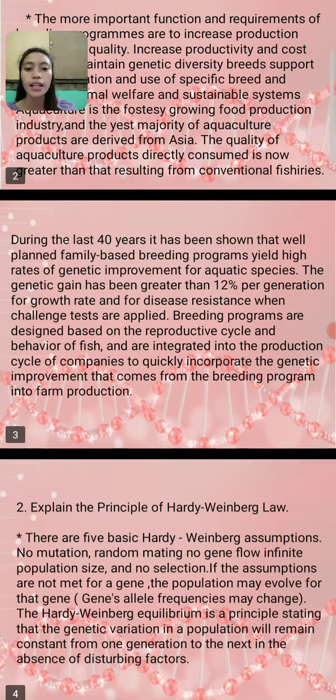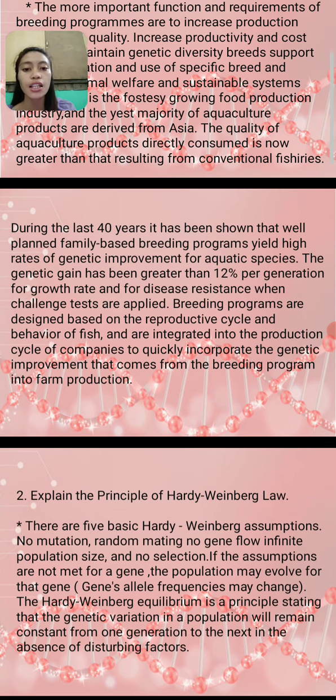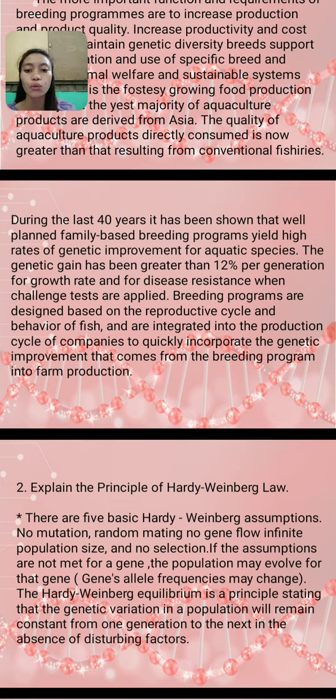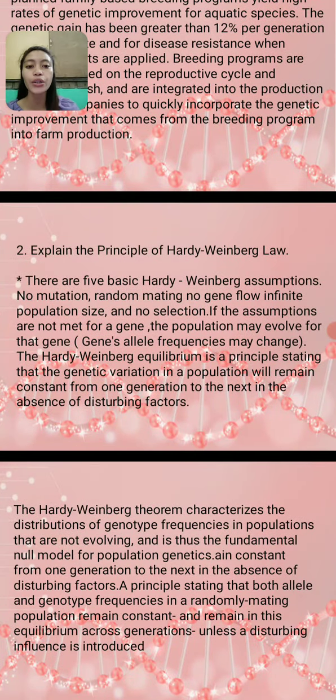During the last 40 years, it has been shown that well-planned family-based breeding programs yield high rates of genetic improvement for aquatic species. The genetic gains have been greater than 12% per generation for growth rates and for disease resistance when challenge tests are applied. Breeding programs are designed based on the productive cycle and behavior of fish and are integrated into the production cycle of companies to quickly incorporate the genetic improvement that comes from the breeding programs into farm production.